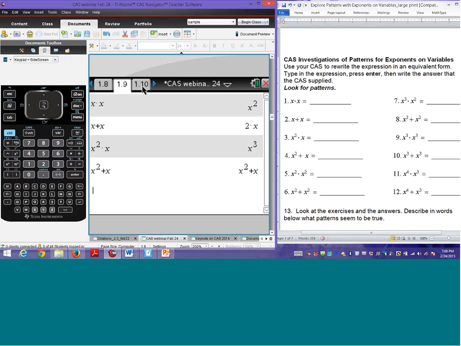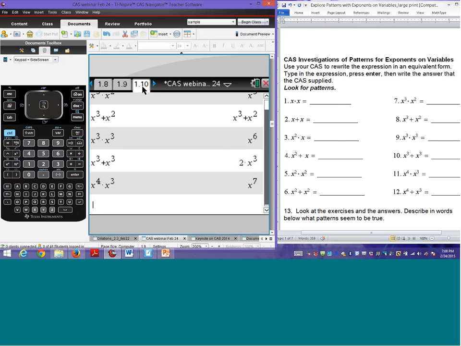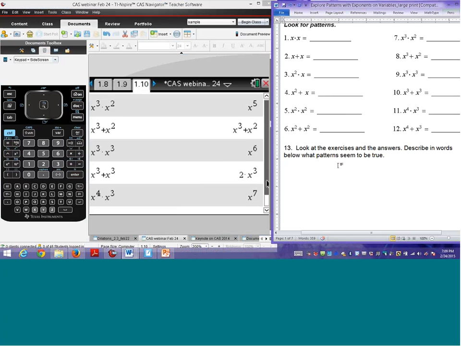And they'll get down to this part of the screen here, and in number 13 it says, look at the exercises and the answers. Describe in words below what patterns seem to be true. So you're asking the students to observe things, but then also to put them into words. They may need to work in groups or in pairs. That would be up to you. I would encourage that so that they're more apt to talk and then be able to write something that makes sense.